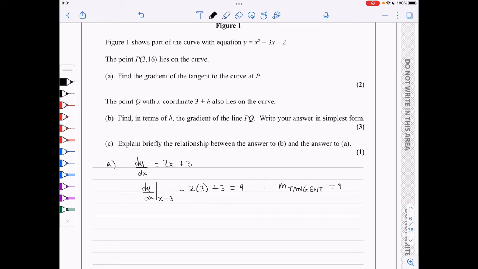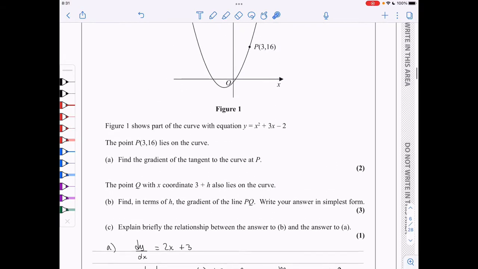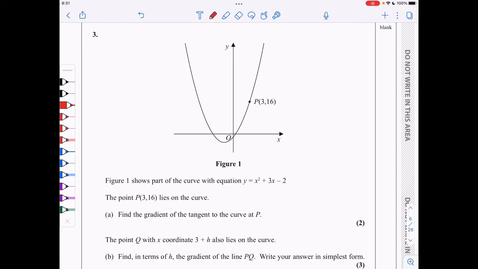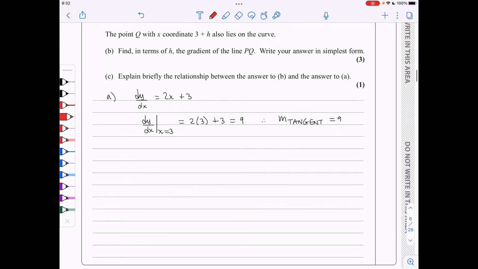Now the point Q with x coordinate 3 plus h also lies on the curve, and we need to find in terms of h the gradient of the line PQ. So if I go back on the diagram here, there is another point here, it's Q. Its x coordinate is 3 plus h, and if I join these together, I could find the gradient of the chord PQ. So I will start by finding the y value when x is 3 plus h.